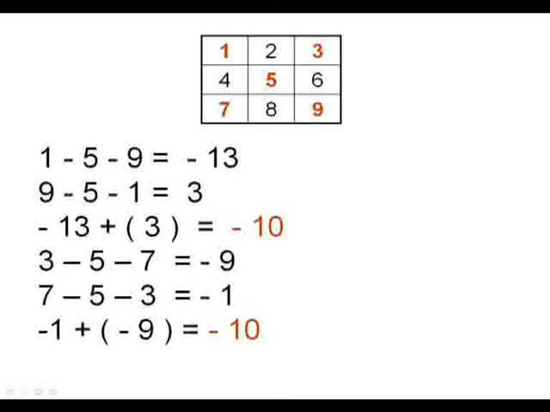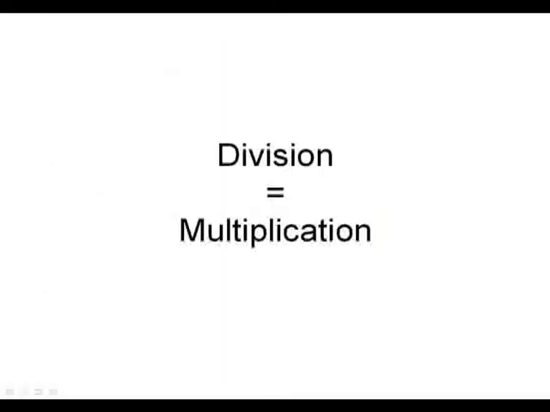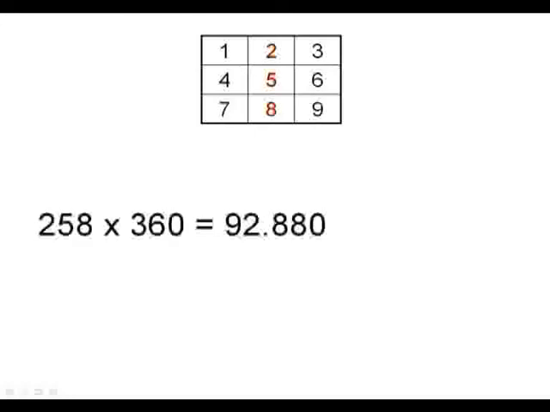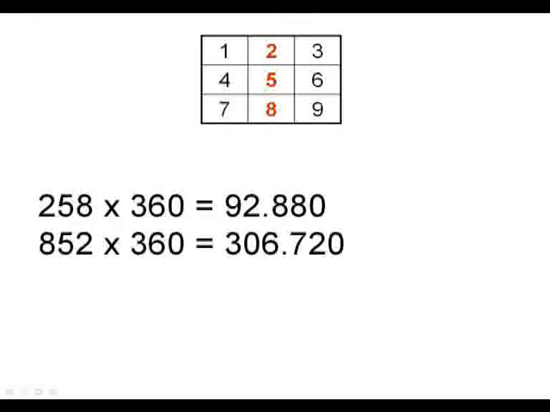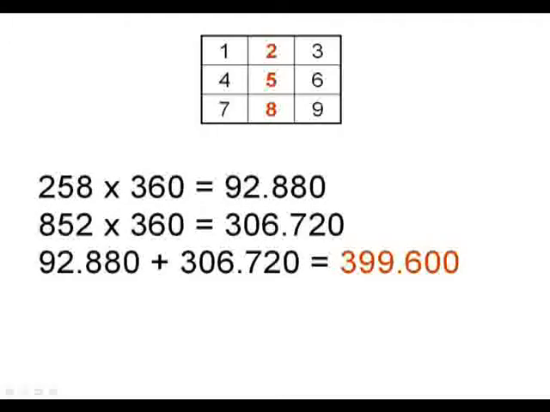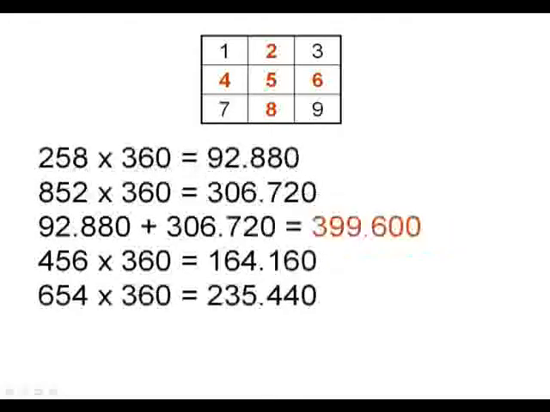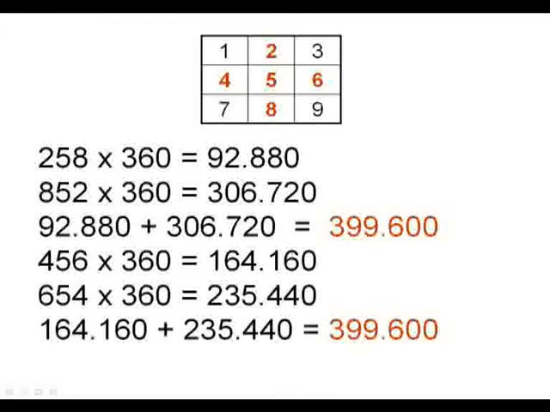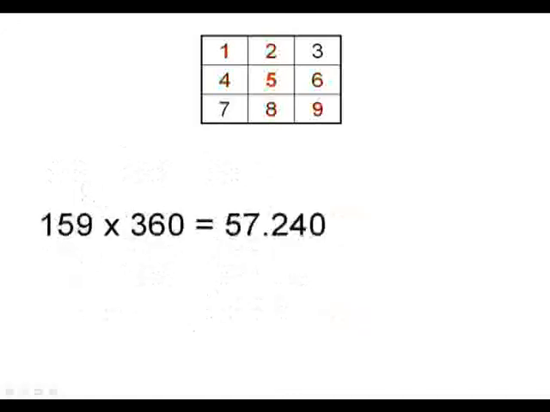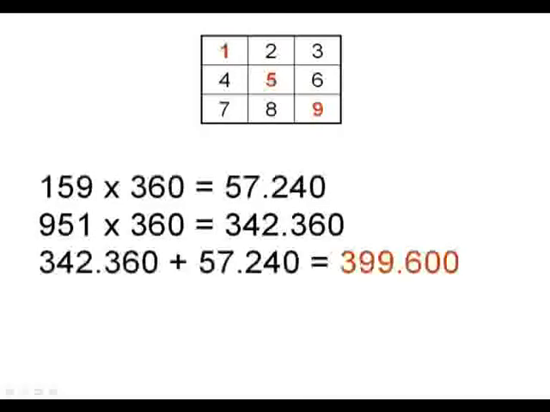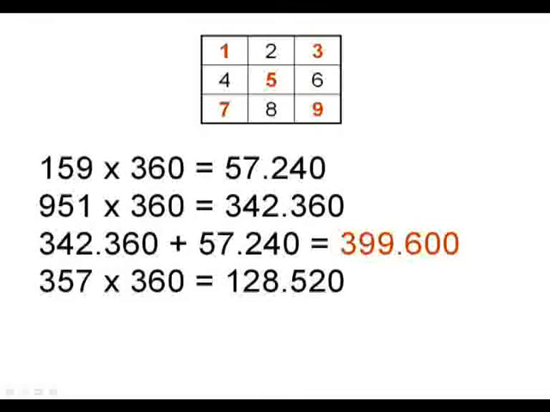In division we proceed in the same way as in multiplication. In the vertical we take 258 and multiply it by any number, in our case 360, and it gives us a result. Its inverse is multiplied by the same number and gives us a different result. These two results added give us 399,600. In the horizontal we proceed in the same way and get 399,600. The diagonal gives 399,600. And the last diagonal also gives us 399,600.